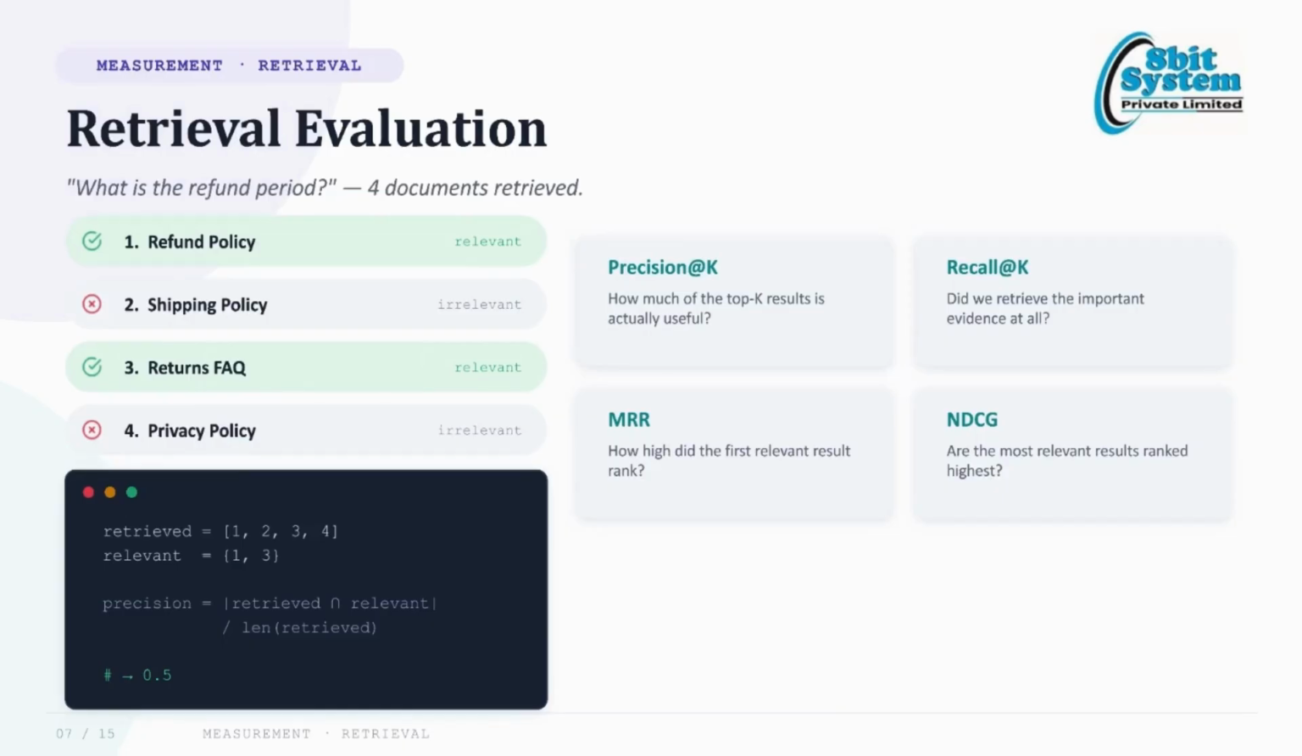Take this example. Four documents retrieved, two actually relevant. Precision at K: ask how much of what you retrieved was useful. Recall at K: ask whether you got all the relevant evidence that exists. MRR checks how high the first relevant result ranked. And NDCG rewards putting the best evidence at the top. Track all four together.